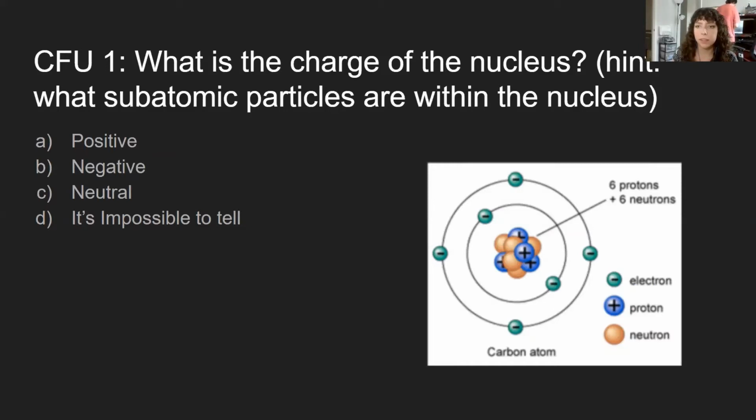All right, so the charge of the nucleus. I go to the nucleus and I see that there are protons and neutrons. The neutrons are neutral, meaning they have no charge. Protons are positive. Therefore, in the nucleus, we only have a positive charge. The answer has got to be A.